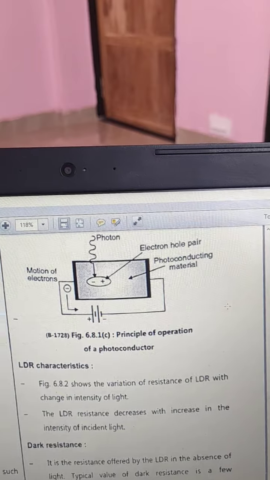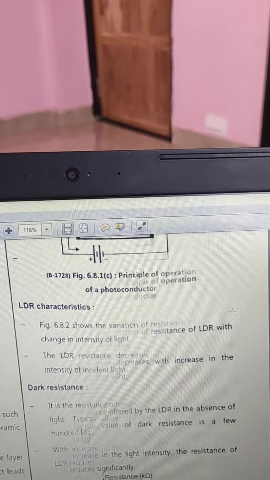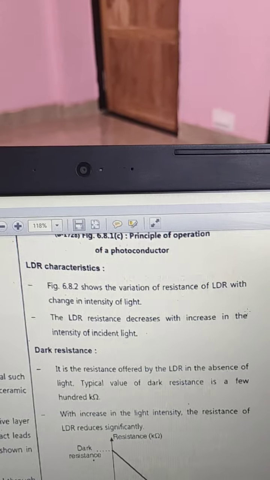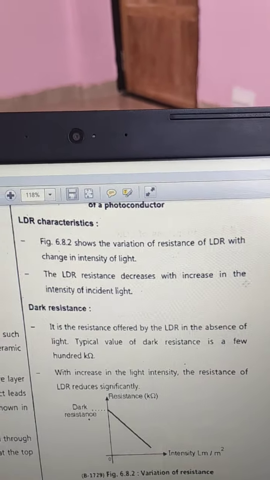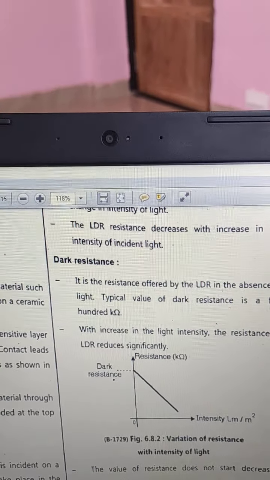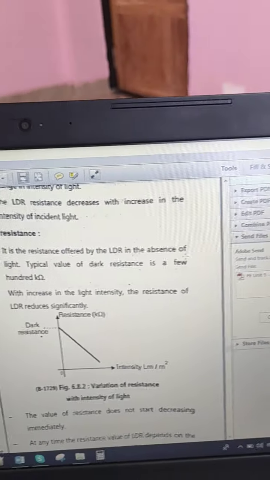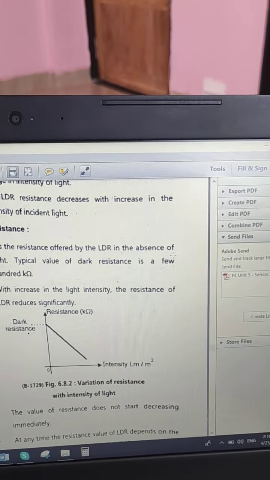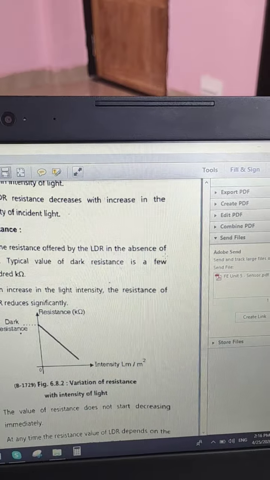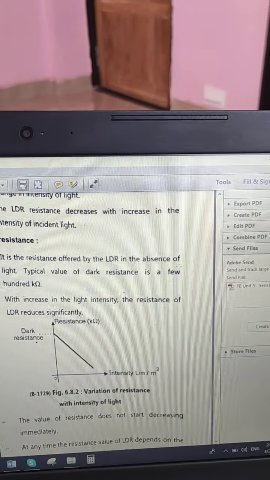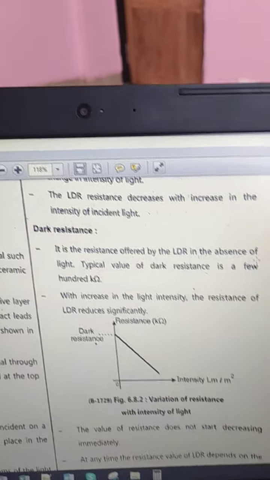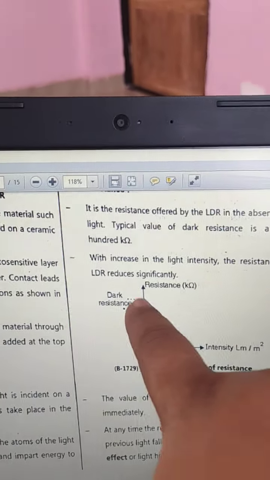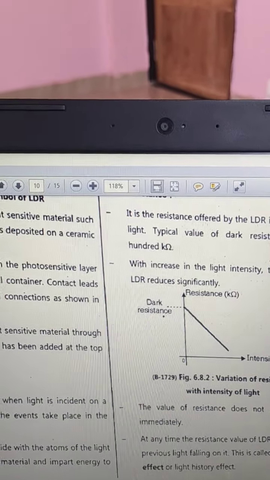LDR characteristics. The figure shows the variation of resistance of LDR with change in intensity of light. LDR resistance decreases with increase in intensity of light. Typically it has a dark resistance. It is the resistance offered by the LDR in the absence of light, that we call dark resistance. It is a few hundred kilo ohms. With increase in light intensity, resistance decreases. Here is intensity; when we increase the intensity of light, the resistance decreases.